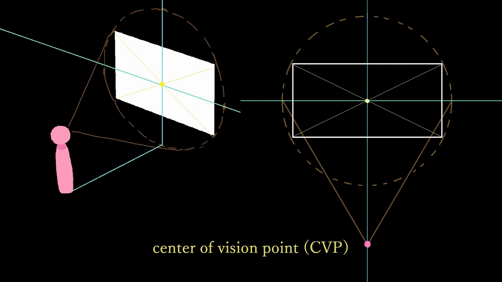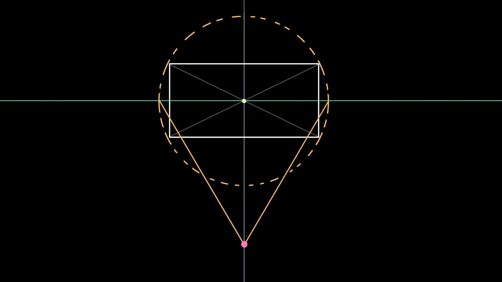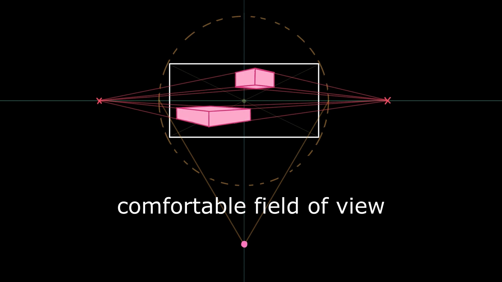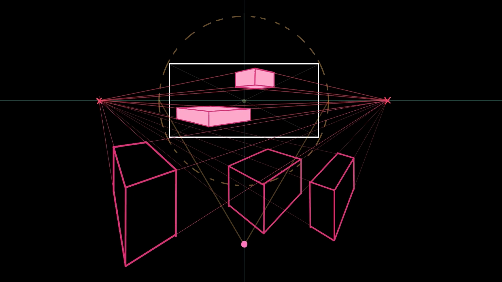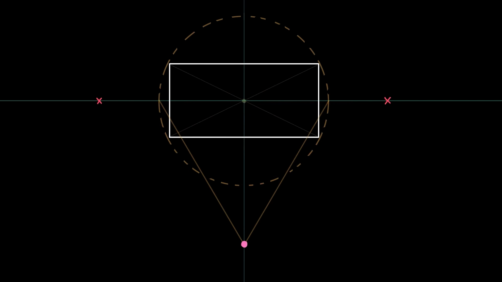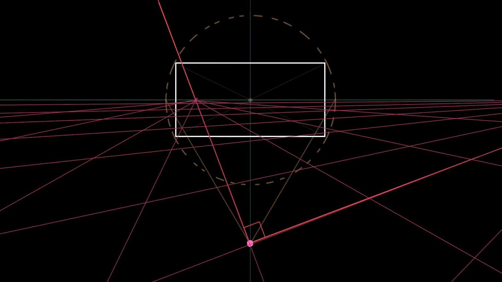From our camera, our station point, what we are able to see is within a cone. That's our cone of vision. The middle of a cone of vision is of course the center of vision point, the middle of the frame itself. Within our cone of vision is our comfortable field of view with the minimal amount of distortion. When we start drawing outside of the cone of vision, you'll see the perspective becoming more distorted. Your two vanishing points on the horizon line are actually perpendicular to the station point, no matter how it's rotated. Keep this in mind for later.